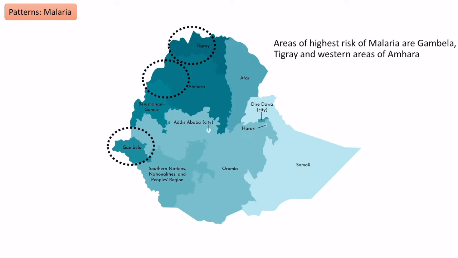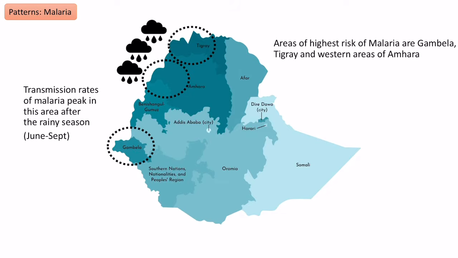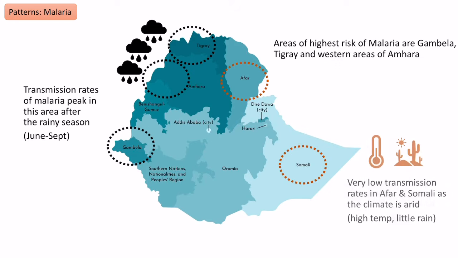In terms of the highest risk areas, the regions known as Gambela, Tigray, and the western areas of Amhara get the highest rates of transmission and the highest prevalence of malaria, and the transmission rates get particularly high and peak in this area after the rainy season. The rainy season is June to September, that's the main rainy season, and we get really high cases after that. At the opposite end, we get really low transmission rates in Afar and Somali.